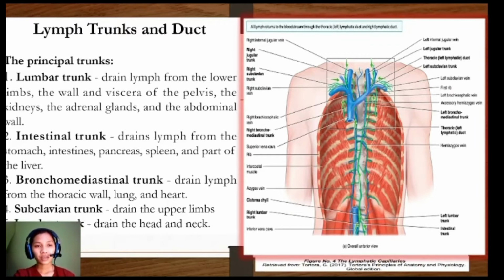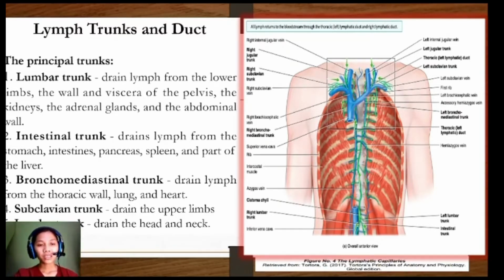Lymph trunks and ducts. So there are five principal trunks: the lumbar trunk, intestinal trunk, bronchomediastinal trunk, subclavian trunk, and also the jugular trunk. So this lumbar trunk drains lymph from the lower limbs, the wall and viscera of the pelvis, the kidneys, the adrenal glands, and the abdominal wall. So these lumbar trunks are formed by the union of the efferent vessels from the lateral aortic lymph nodes.